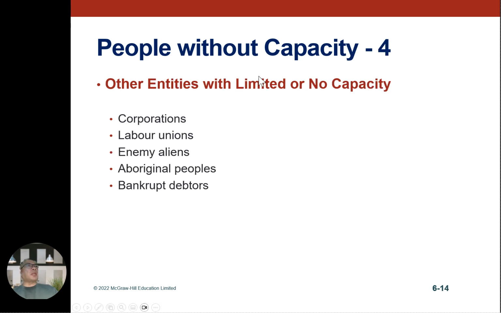Other entities with limited or no capacity include corporations, labor unions, enemy aliens, aboriginal people, and bankrupt debtors.